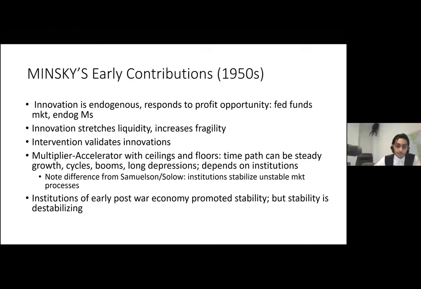So here is his famous investment diagram. On the vertical axis, we have the demand price for capital, which is PK, and the supply price of capital, which is PS. On the horizontal axis, we have the quantity of investment. And we can think of this as both a diagram for the individual investment decision and also a diagram of what's going on in the economy as a whole. So a macro level diagram.